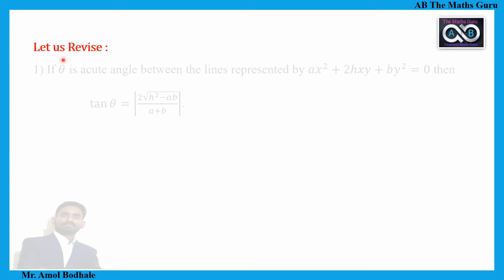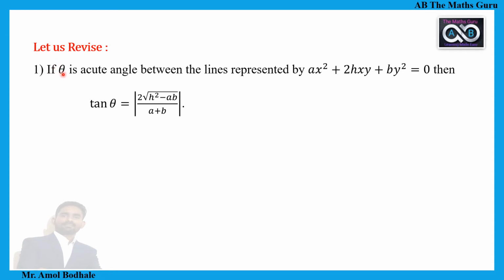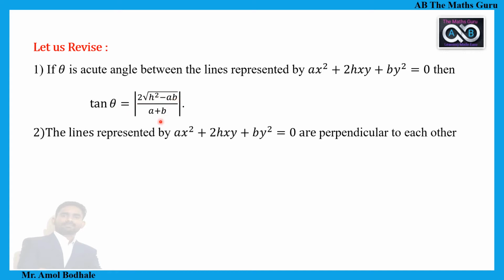Let us revise these concepts. If theta is the acute angle between the lines represented by ax square plus 2hxy plus by square equal to 0, then we can calculate the acute angle by the formula tan theta equal to mod of 2 square root of h square minus ab upon a plus b.